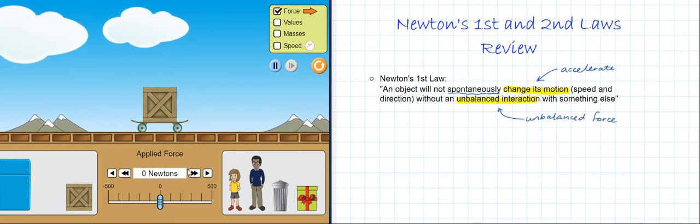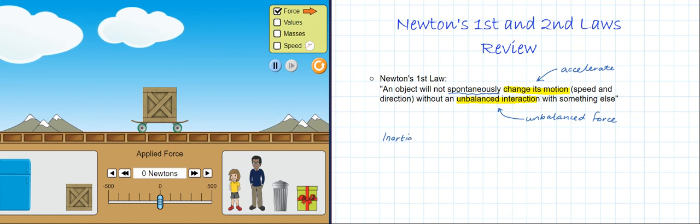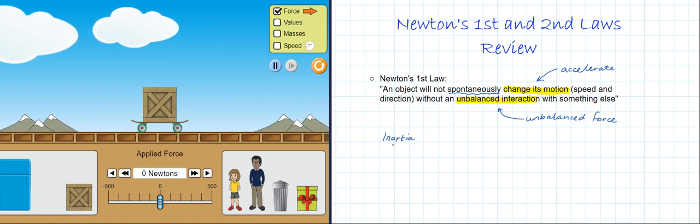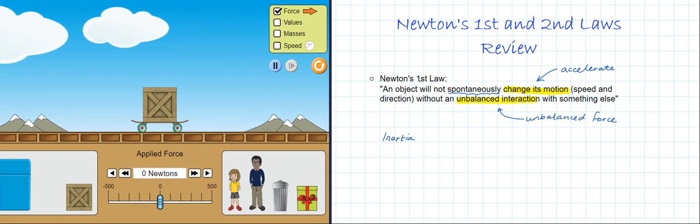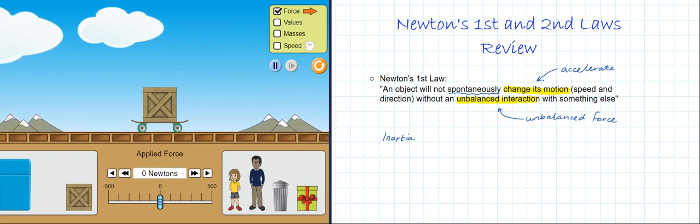This is sometimes known as the law of inertia, and inertia is a measure of the resistance to change, and so we would say that an object will not spontaneously change its motion. You would have to have some sort of an interaction for that to occur. So that's Newton's first law in a nutshell. Let's take a look at Newton's second law.